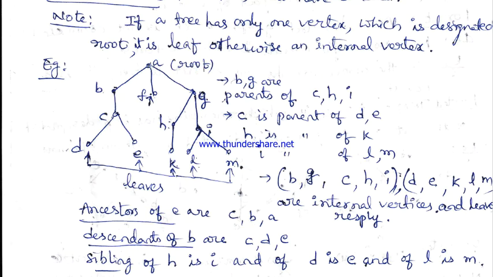Starting at the root vertex A, there are three children: B, F, G. These three vertices B, F, G are called the children of the root vertex A. So A is called the parent of B, F, G. Because B, F, G are the children, similarly we have C and H, I, which are also children. H, I are the children of G, C is the child of B.